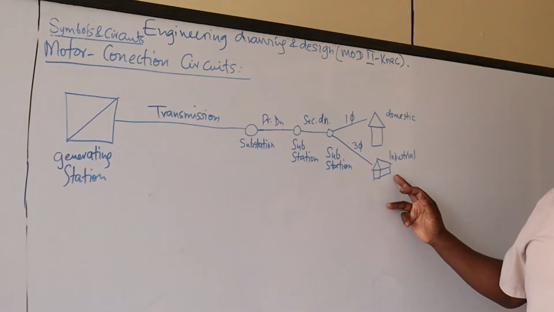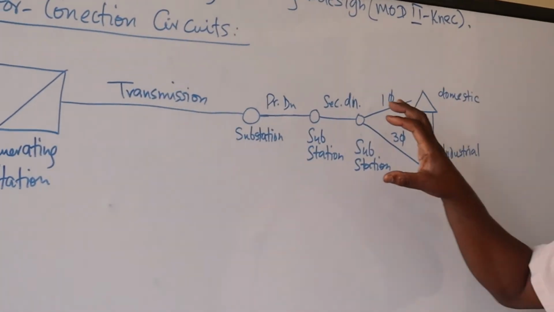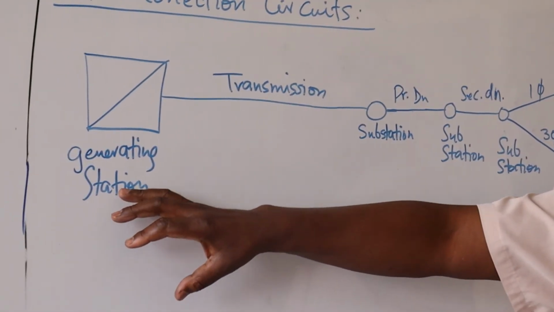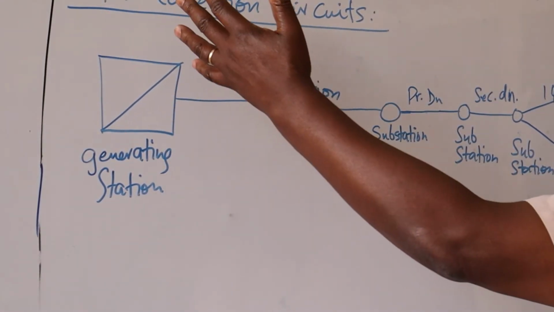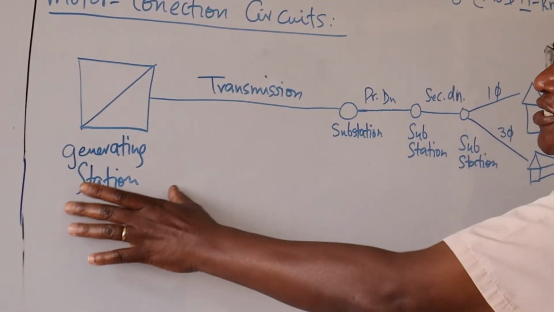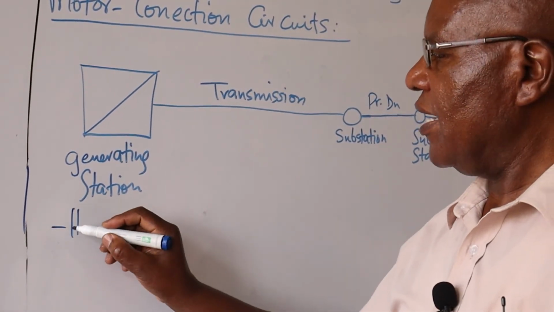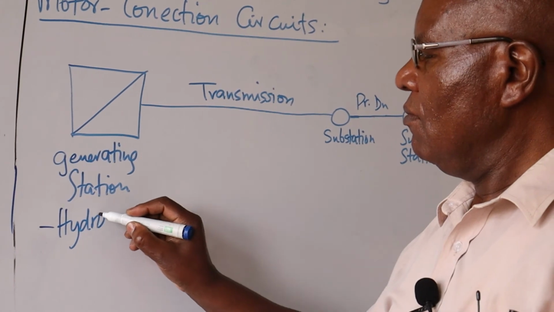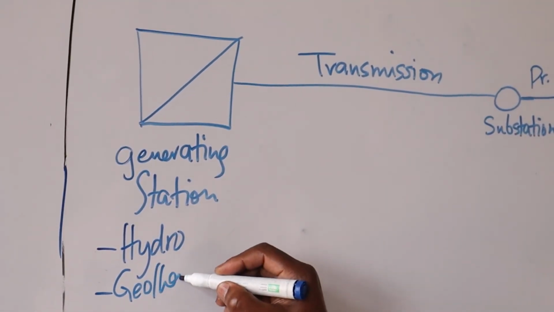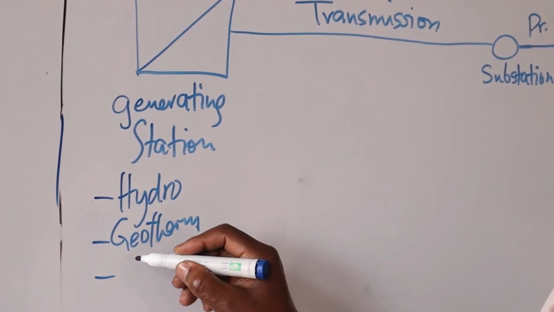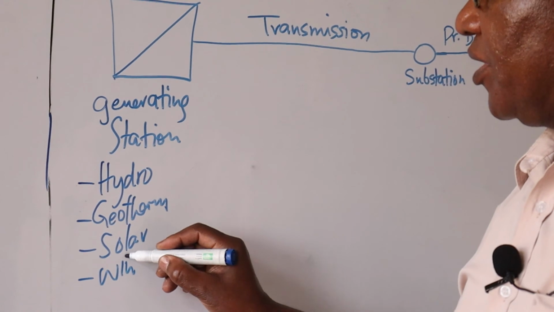industrial situation. Maybe it's an institute or it's a production. So we have got generating stations. Now here we have got various generating stations here in Kenya. And the generating stations, there are various types. We have got hydro, we have got geothermal, we have got solar, and we have got wind.